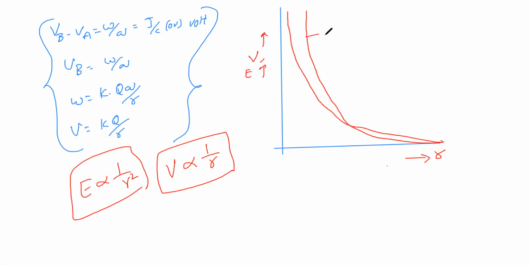So electric field E is proportional to 1 by R square, and V is proportional to 1 by R. Both are parabolic relations. Remember these relations. This is a small graph when you are comparing it.